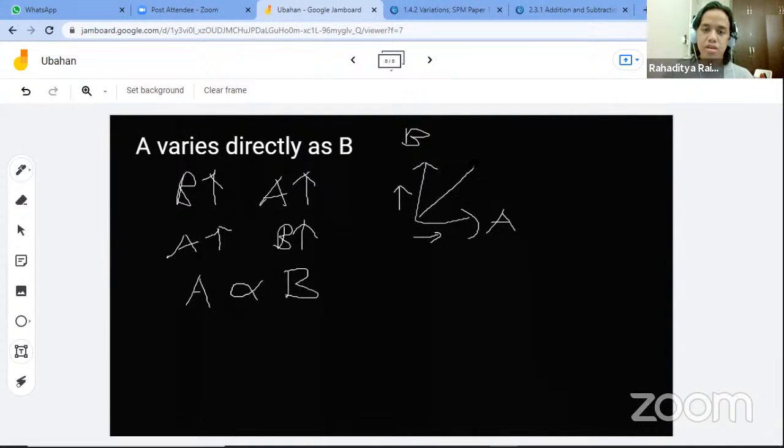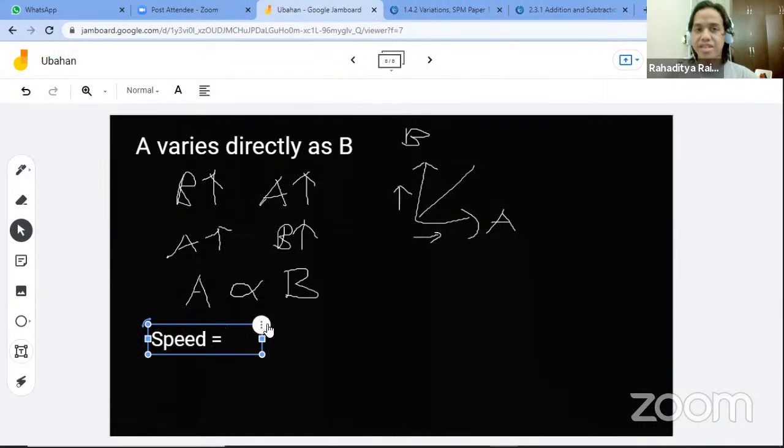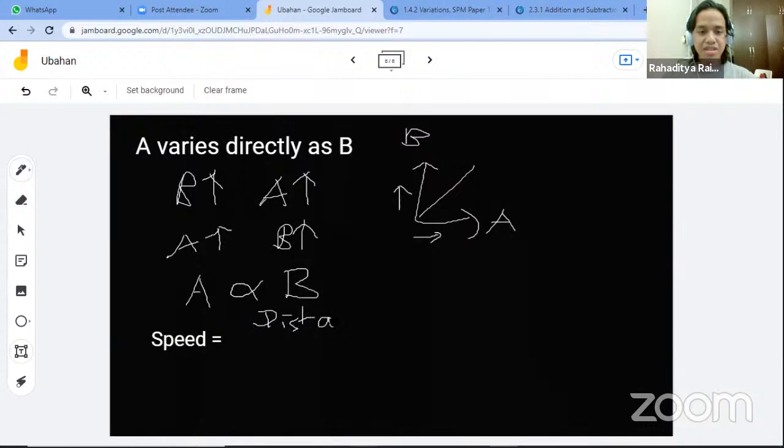So let's take a real life example. Let's say, for example, speed. For all of you who have studied speed in your science classes in the past, what is the formula to find speed? Can anyone tell me? Especially for you physics students. Type in the chat if you're unable to use your mic at the moment. Distance over time, yes. Thank you, Rachel. So yeah, speed is, as you know, distance over time.